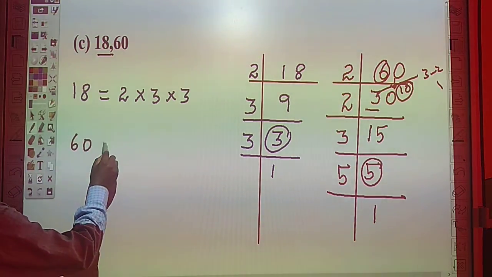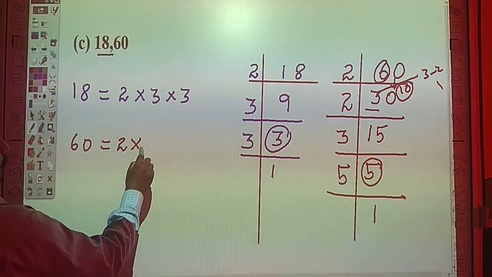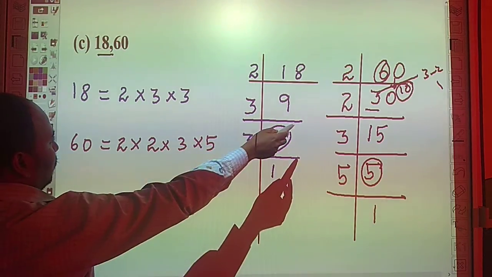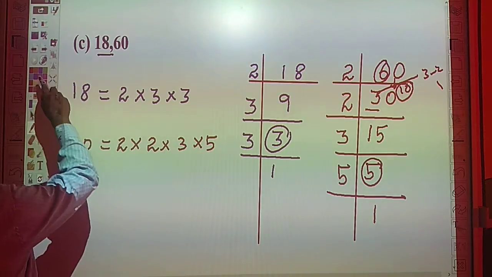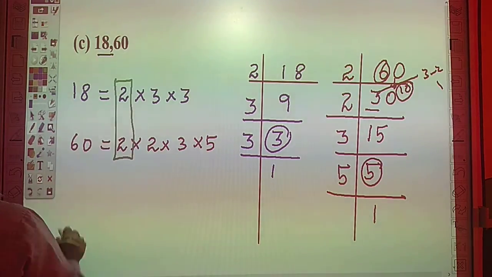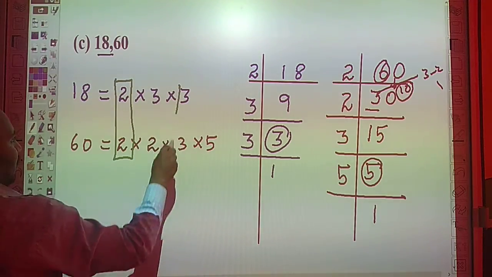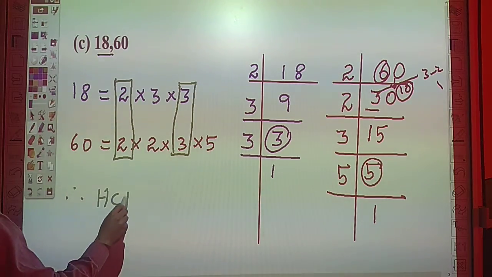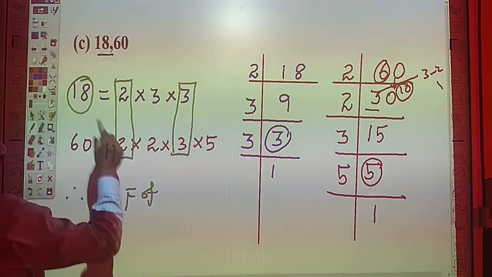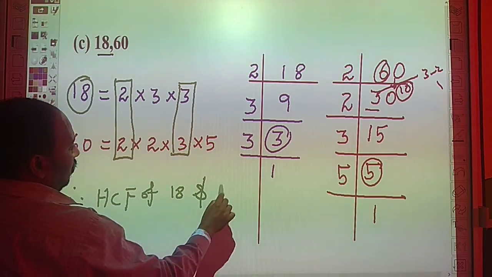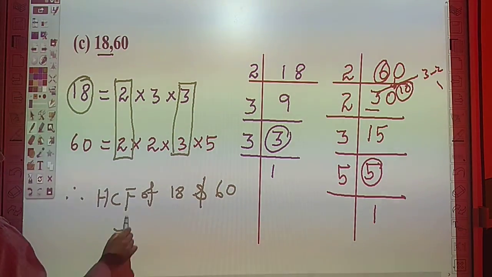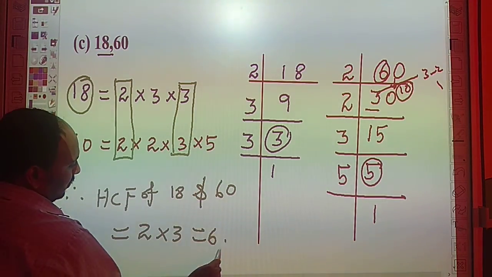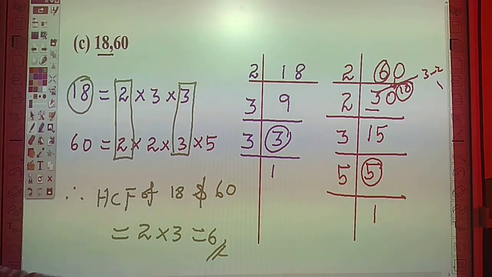So 60 is equal to 2 into 2 into 3 into 5. The common numbers are 2 and 3. Therefore, HCF of 18 and 60 is equal to the common number 2 into 3 is equal to 6. Therefore, HCF is equal to 6.